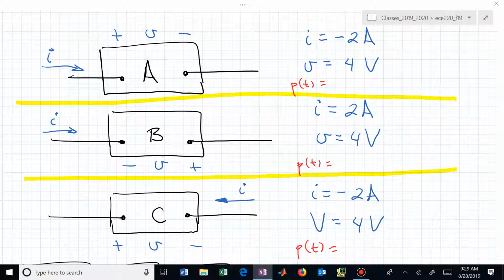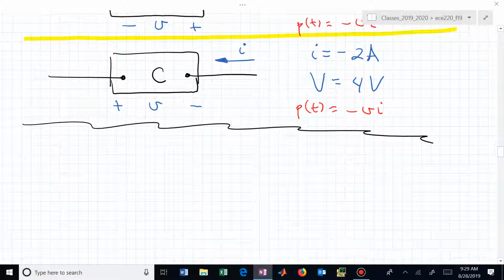Passive sign convention, P of t for circuit A, what's that going to be? VI or minus VI? Everybody okay with this? VI? Circuit B, VI or minus VI? And circuit C? There's our formulas, and now you get to go with those formulas.